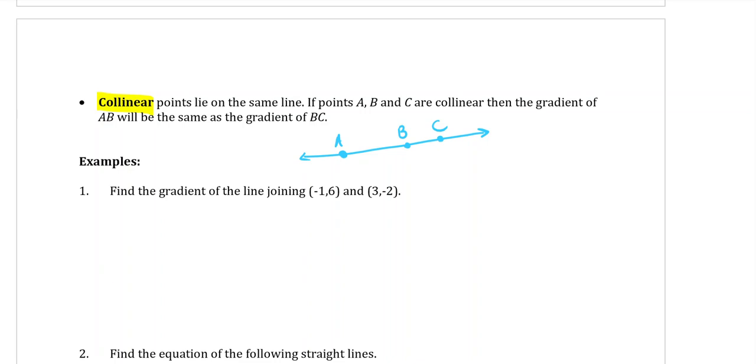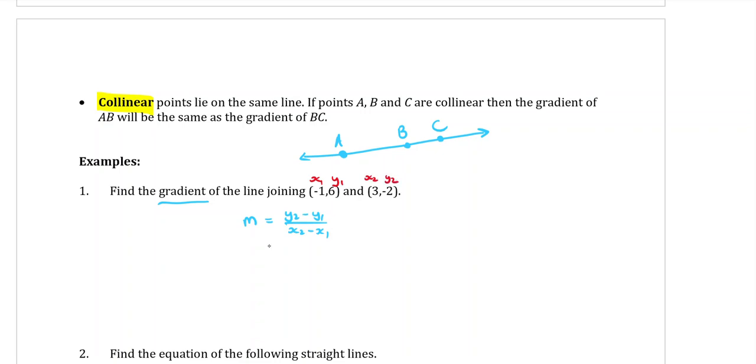Okay, in example number 1, we want to find the gradient of the line joining, and we have 2 points there. So to find the gradient from 2 points, we use m equals y2 take y1 over x2 take x1. Now the x1s and x2s, they come from the points that you've been given. Each point always has an x and a y value. So in the first point, we tend to call it x1, y1. And in the second point, we call it x2, y2.